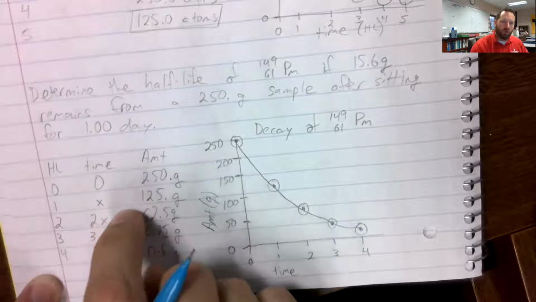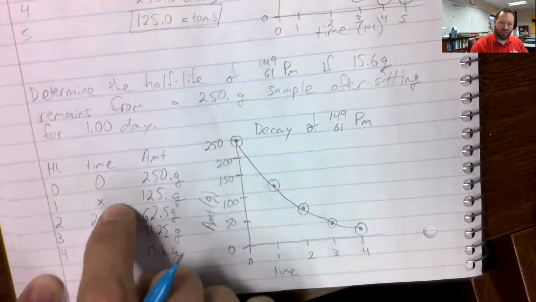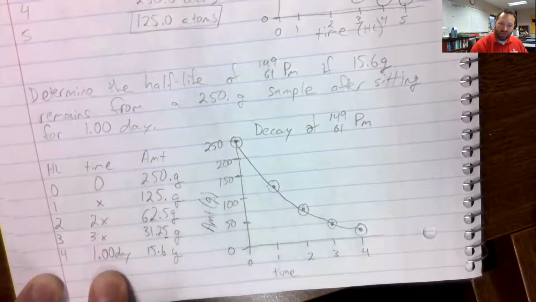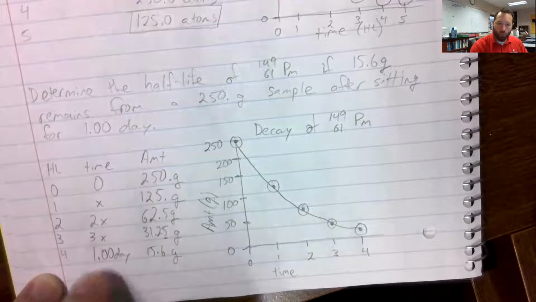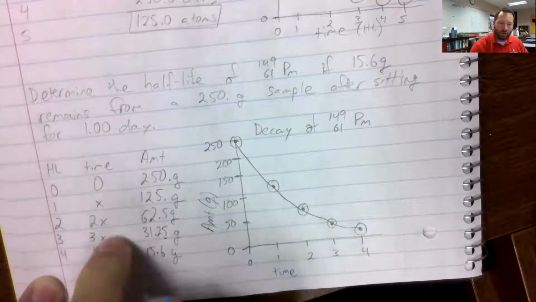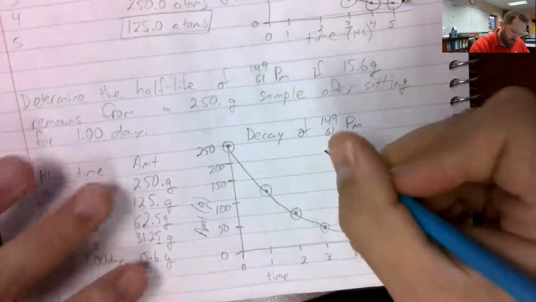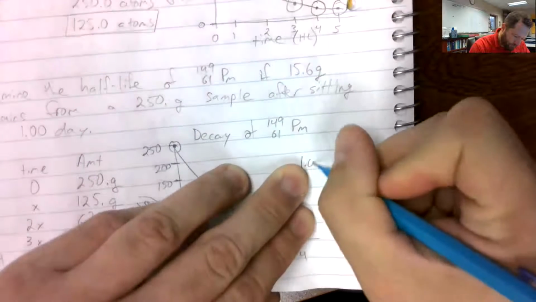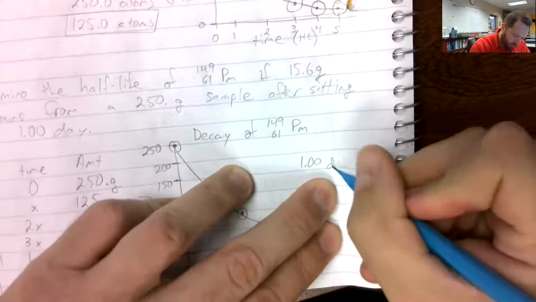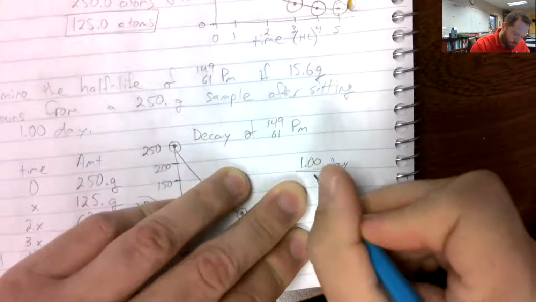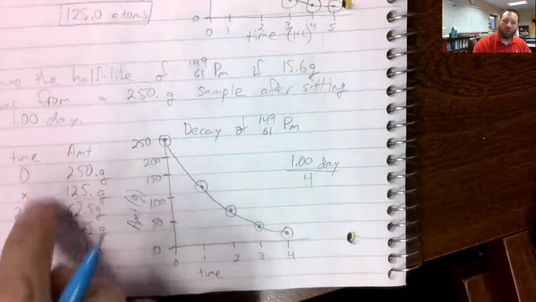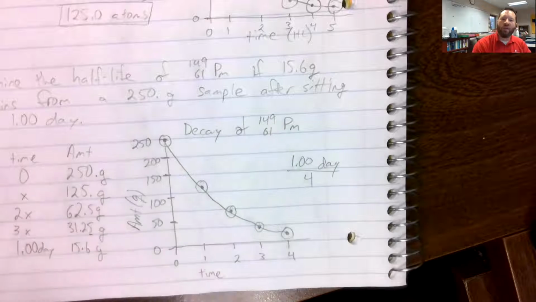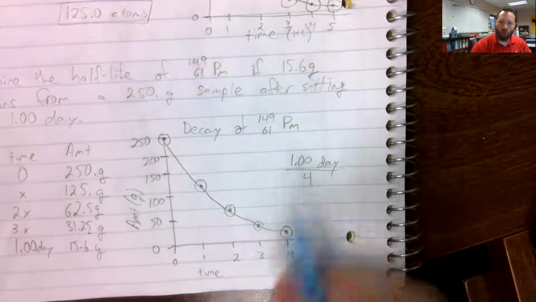Well, we've got 4 equal intervals, x, 2x, 3x, and 4x. And we know that at 4x, it's 1 day. So how do we figure out what x is? We divide 1 day by 4. 4 equal parts equal up to 1 day. So we have 1/4 of a day.